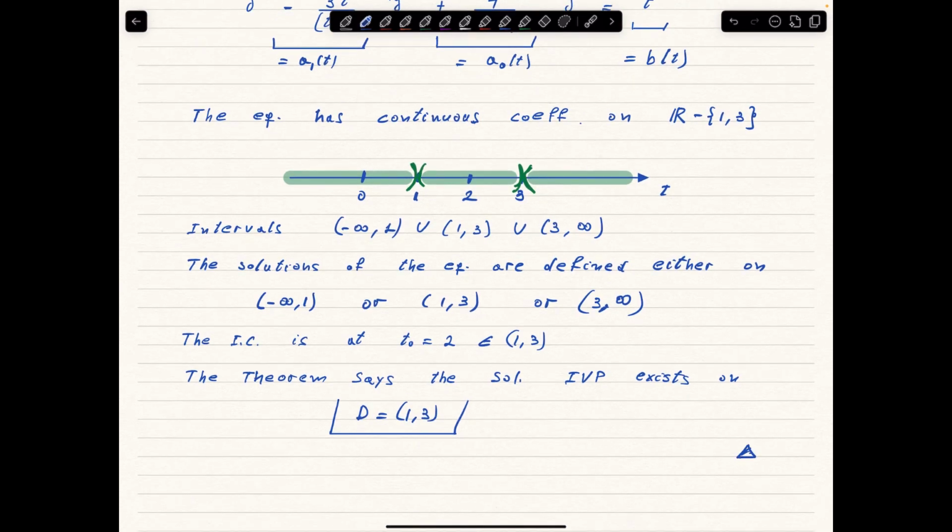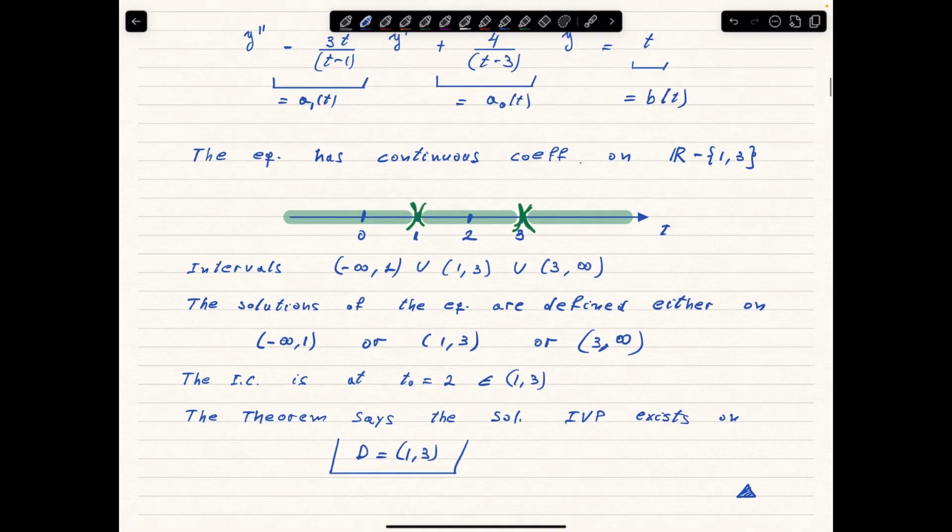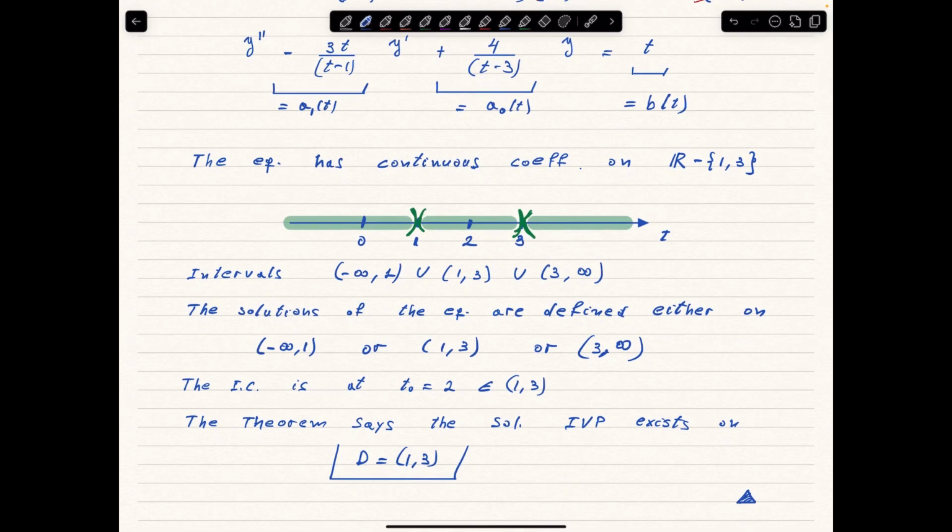So this is how we use the theorem to find the domain of the solutions. Two conditions. First, find what the coefficients are, and then find where these coefficients are continuous. These are continuous everywhere except where the denominator vanishes, and then the solution can be defined in either of these three intervals, but we select the correct interval using the initial time in the initial conditions.